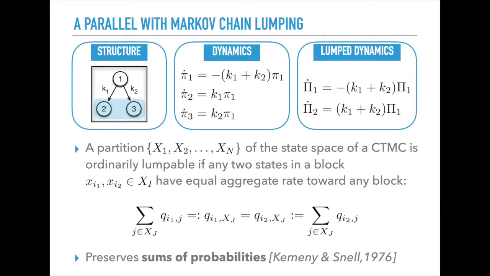So where are those names coming from? Why am I calling them forward and backward? Essentially, the name comes from lumping in continuous time Markov chains. Are you familiar with lumping of Markov chains at all? Okay, so I will try to explain what it is. Are you familiar with Markov chains? More or less. I will try to explain what it is.